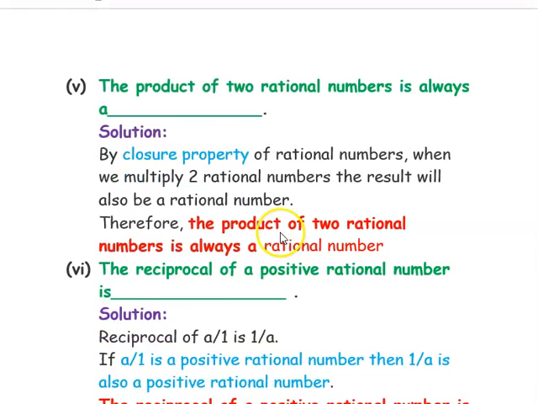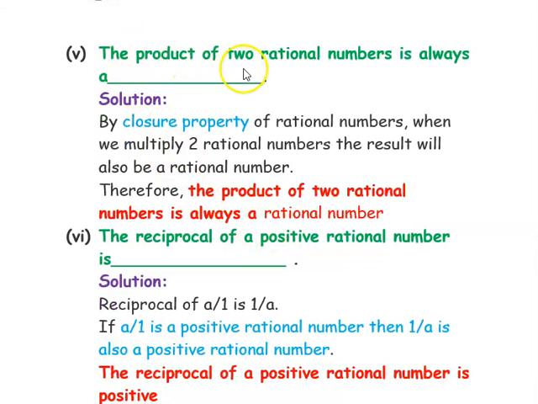So, the next question is the product of two rational numbers is always a dash. Suppose you are taking two rational numbers, say a and another rational number b. Then if you multiply those two rational numbers, the answer should also be a rational number. So, we have studied this. This is a property which explains this condition, the closure property. So, by closure property, we can say that the product of two rational numbers is always a rational number.